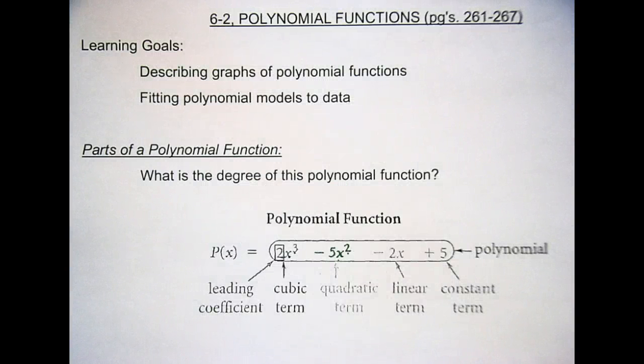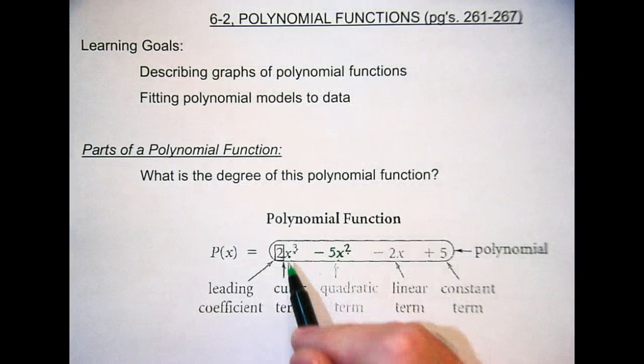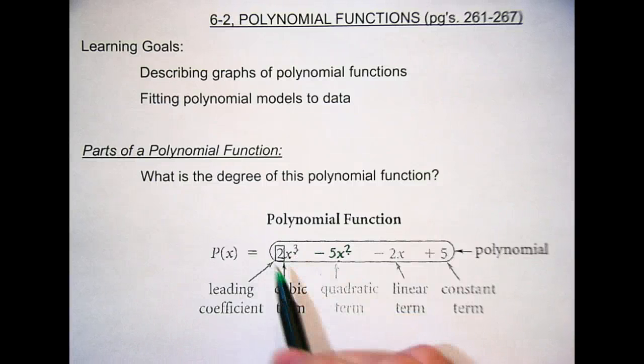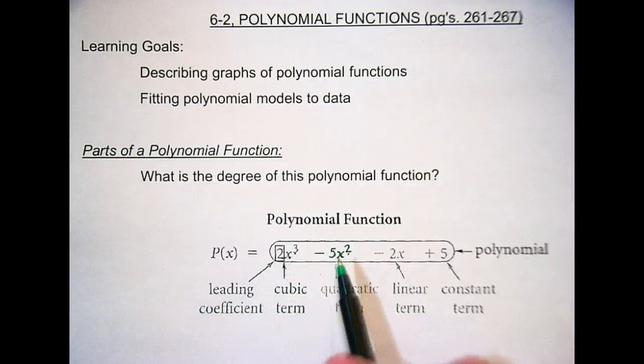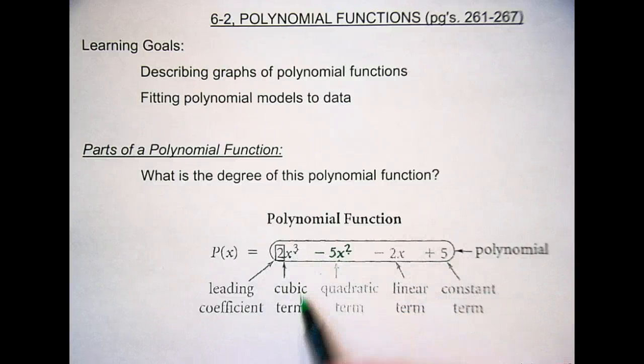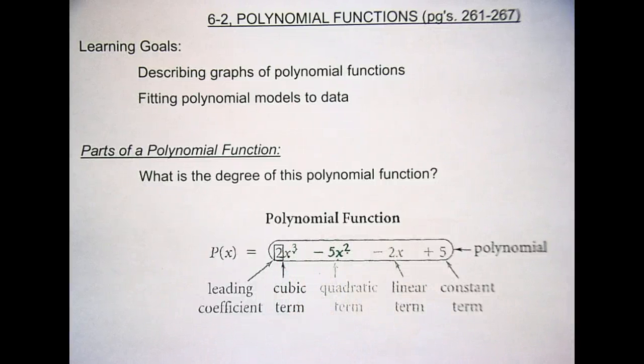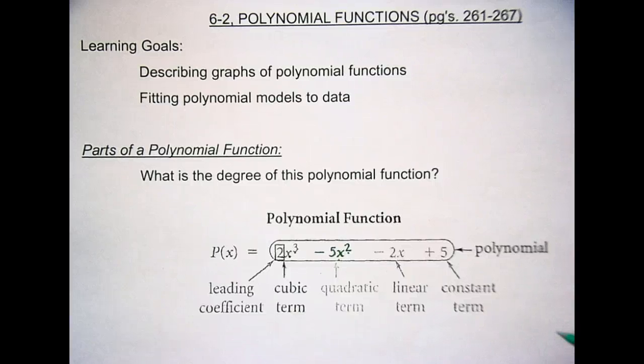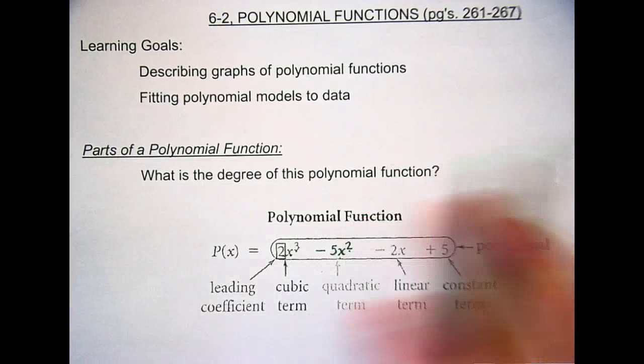So classify our polynomial based upon the greatest degree, which is our power, of x, or of your variable. So in this case, we have x as our variable, so the greatest degree is 3. So this is called a cubic. It's a cubic polynomial. Okay? So that's how we're going to classify them today.